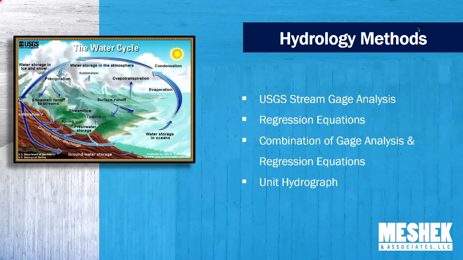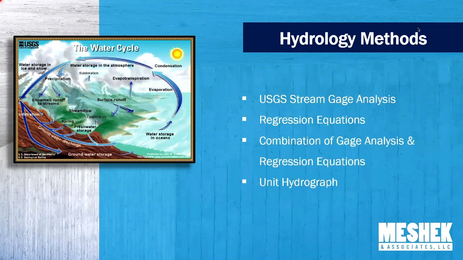So let's talk about some hydrology methods we could use on this project. We actually have a couple USGS stream gauges on Bird Creek, and I'll get into that on the next slide here. We could also use regression equations. Regression equations could be used for a drainage basin and watershed such as the Bird Creek one. We could also use a combination of gauge analysis and regression equations. So because there is not a gauge on our project bridge, we could use regression to fill in the intervening area below the upstream gauge.